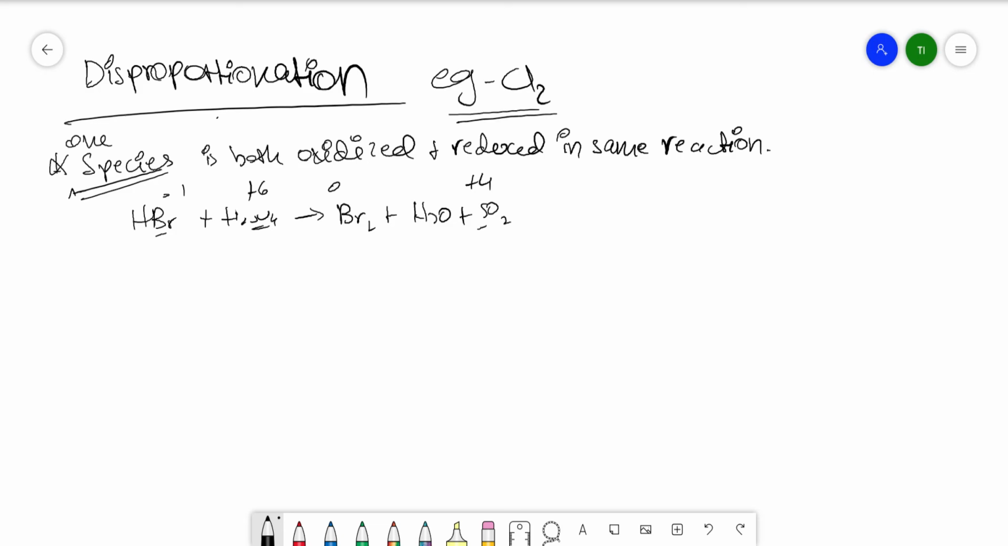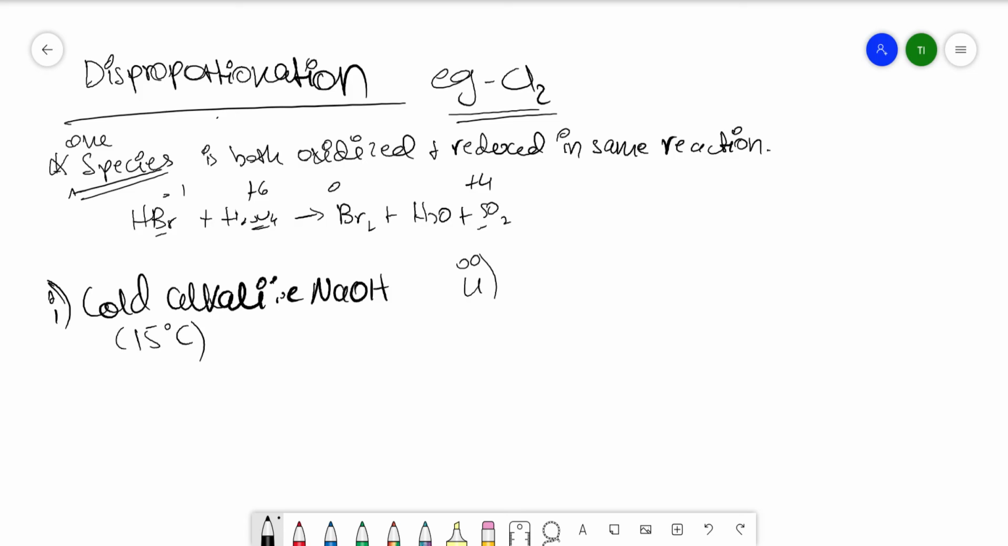Now, there are two differences. The first reaction is with cold alkali, i.e. NaOH. This is usually at around 15 degrees Celsius. The second is with hot alkali, i.e. NaOH, and this is approximately around 65 to 70 degrees Celsius, if I'm not mistaken.